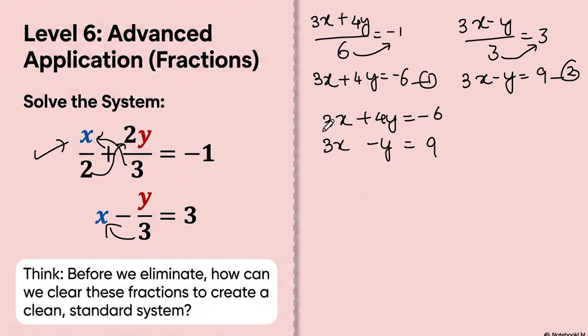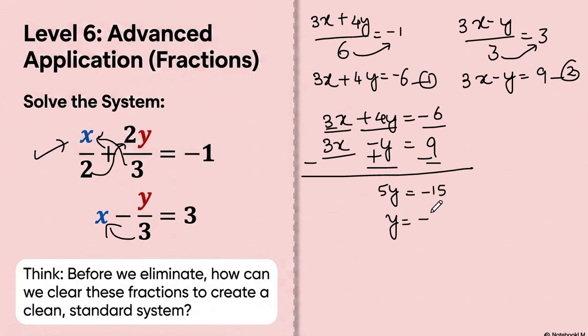So in both the equations 3x is the same. So we can eliminate the variable x, but both are positive, so you have to change the sign. This becomes minus, this is minus already, so it becomes plus. Here 9 is plus, so it becomes minus. So 3x minus 3x will get cancelled, plus 4y plus y, which is plus 5y, is equal to minus 6 minus 9, which is nothing but minus 15. So y is equal to minus 15 by 5. So we'll get y is equal to minus 3.